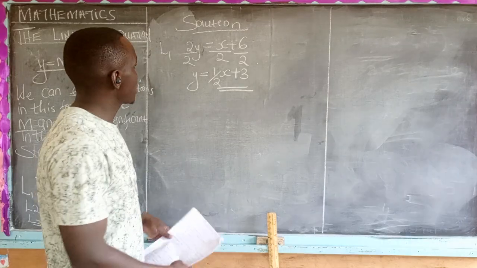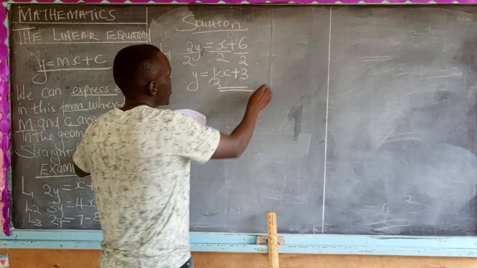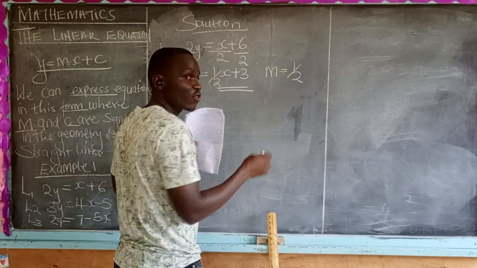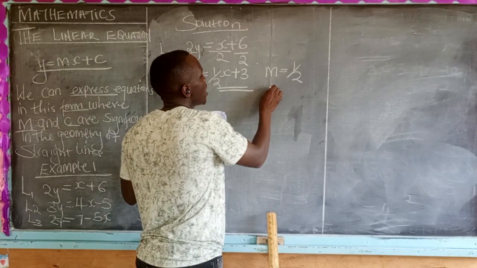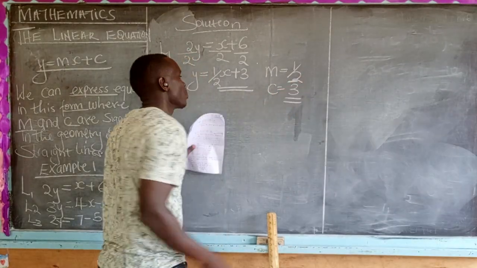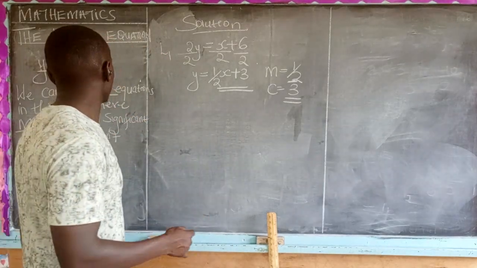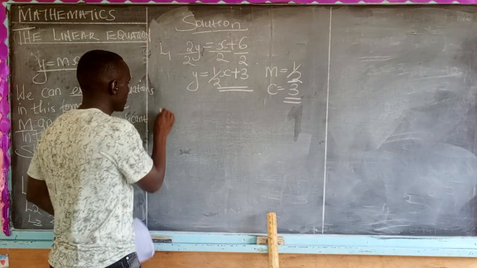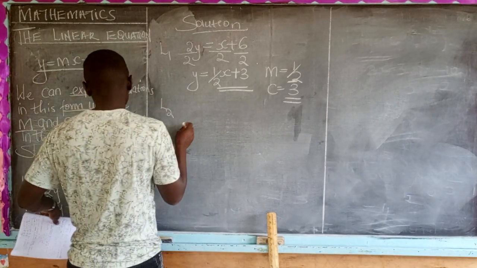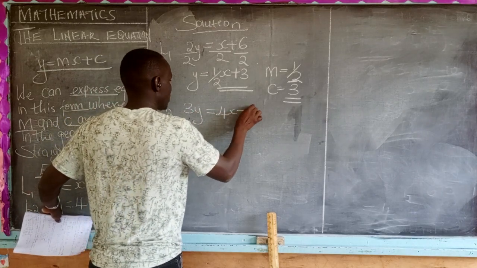Very simple. It is in the form of y equals mx plus c. What is our m? Our m in this case is a half, because it stands for the gradient. Then our y-intercept, which is c, is 3. So we have the equation in the form of y equals mx plus c. Then we have line 2 here, where line 2 reads 3y equals 4x minus 5.